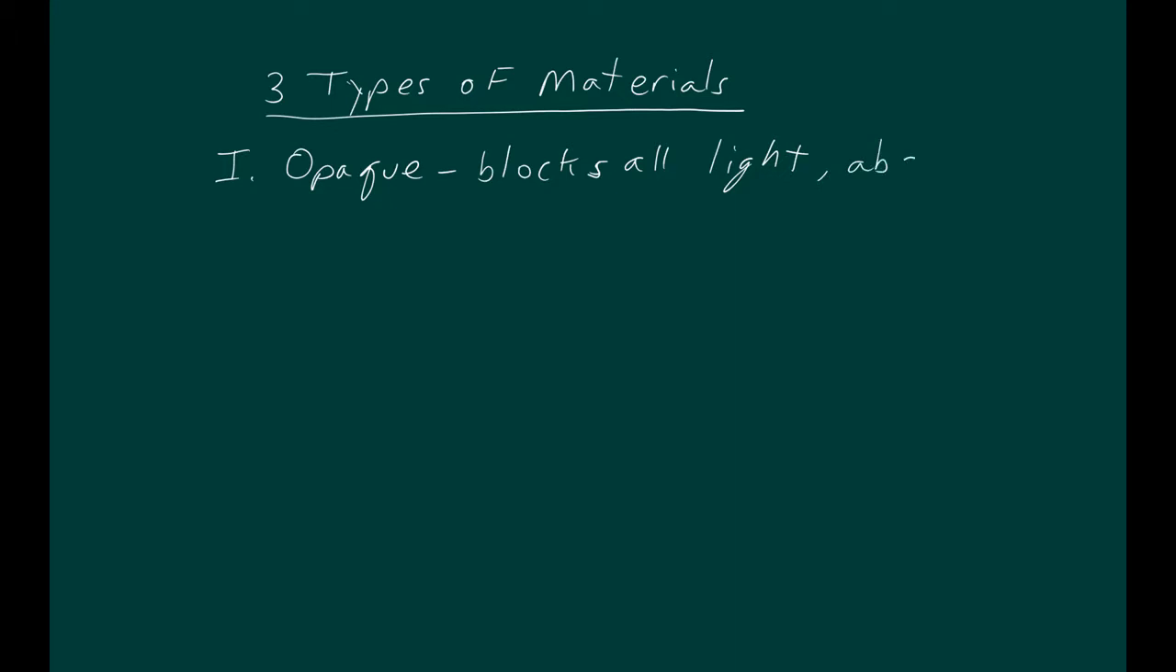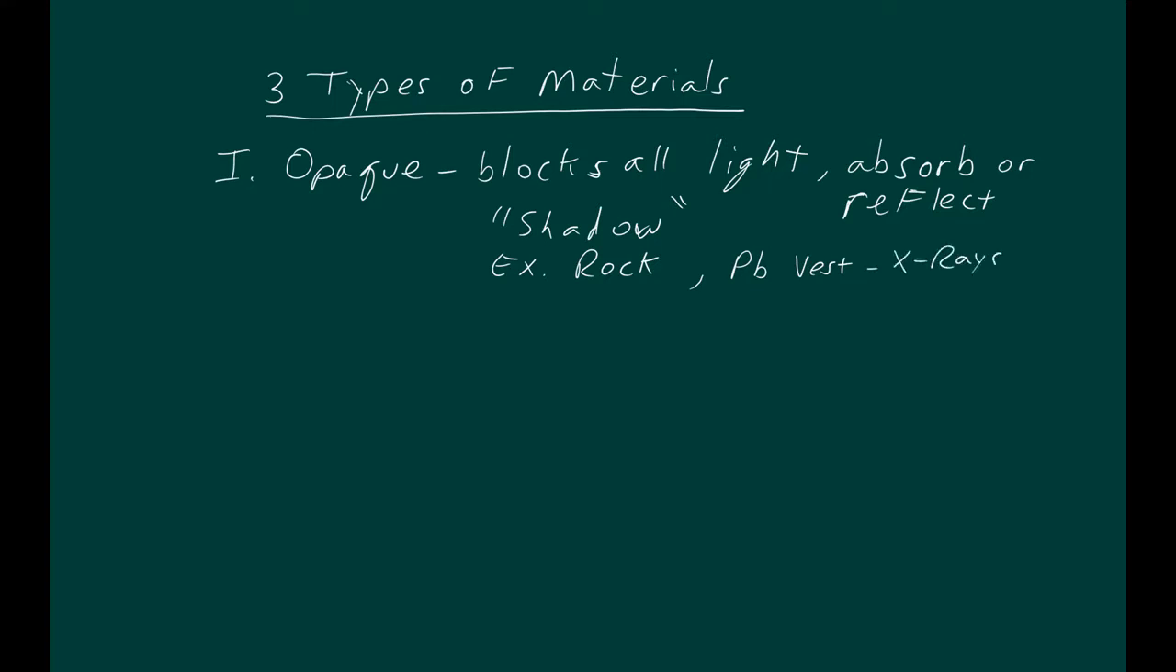And this is where you will absorb or reflect the light. So if you recall what we just talked about, an opaque object will block, absorb, or reflect the light. These kinds of objects will create a shadow. Examples, of course, a rock will block visible light. Another example is a lead vest. It is opaque to X-rays. That's what they put on you when you get an X-ray.